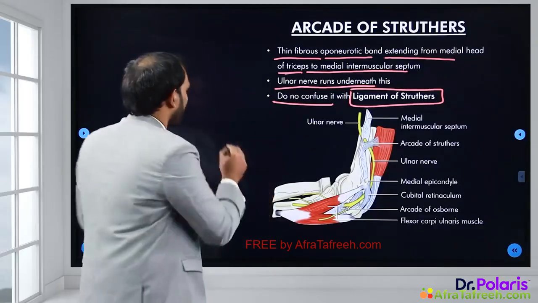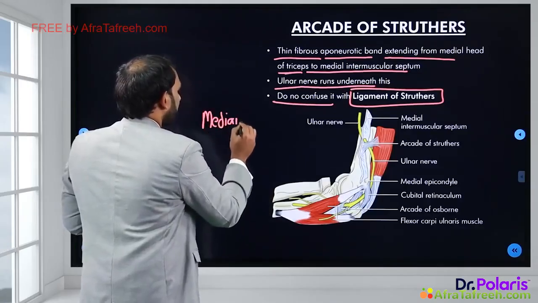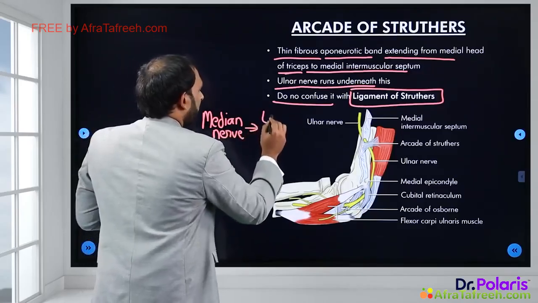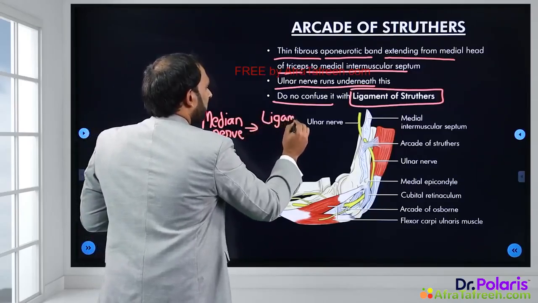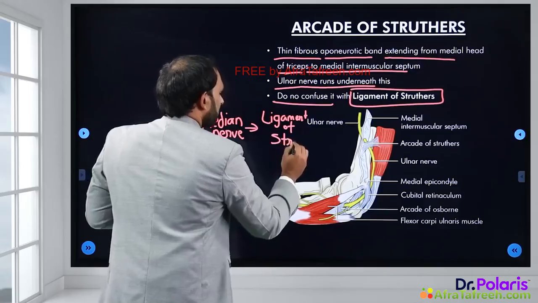So when we talk about the median nerve, we talk about the ligament of Struthers.